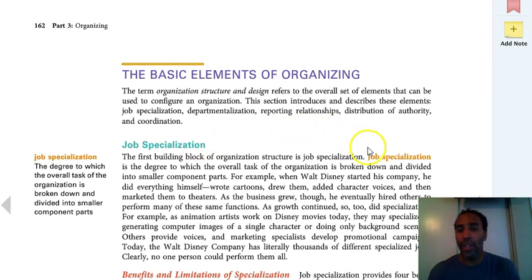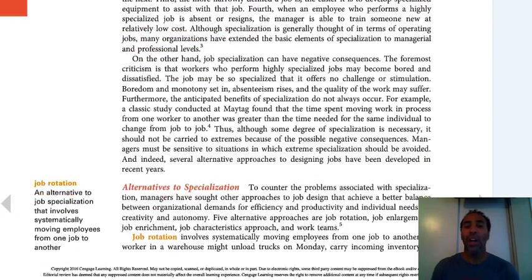For example, when Walt Disney started his company, he did everything himself: he wrote the cartoons, drew them, added character voices, and then marketed them to theaters. At that time, he was doing everything himself. But then he obviously realized that you couldn't do everything yourself, and he had to bring in additional employees and staff to do some of those other duties.